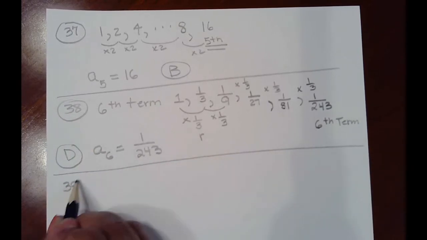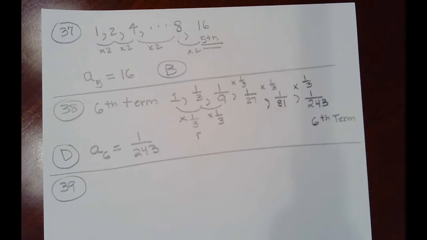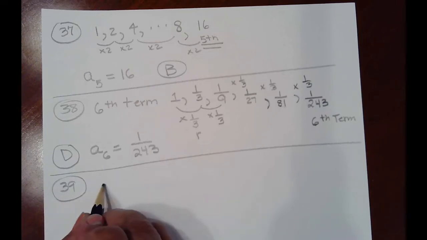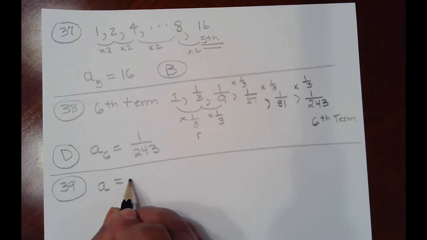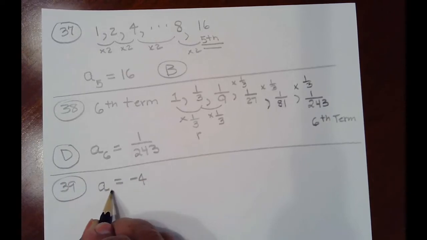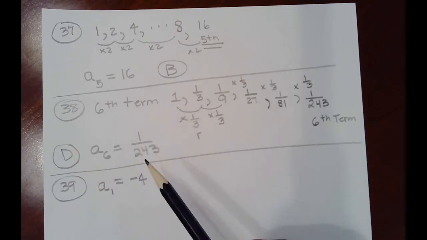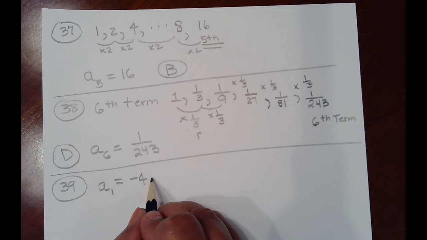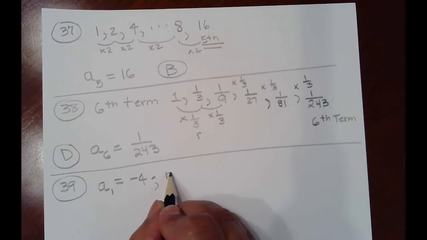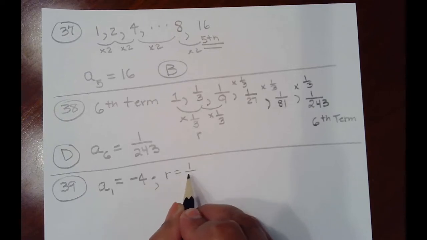Okay, moving to 39. In problem 39, the directions change to find the nth term of the geometric sequence when given r, the common ratio. They give you a is equal to -4. When they give you that a value, they're really giving you the first value in the sequence, and they say that's -4. And then they say the common ratio in this problem is 1/2.